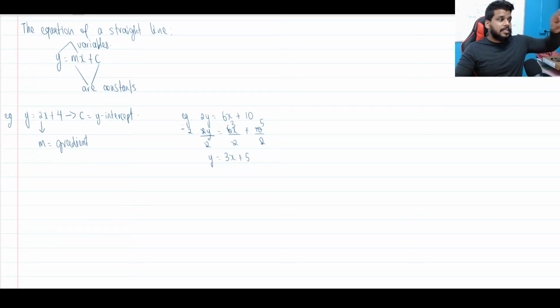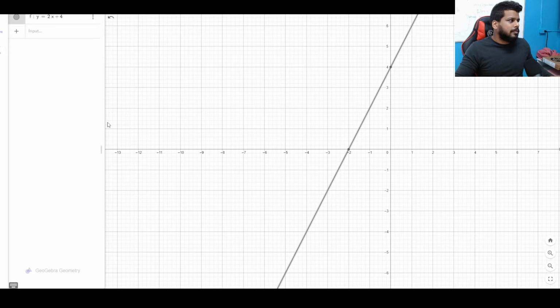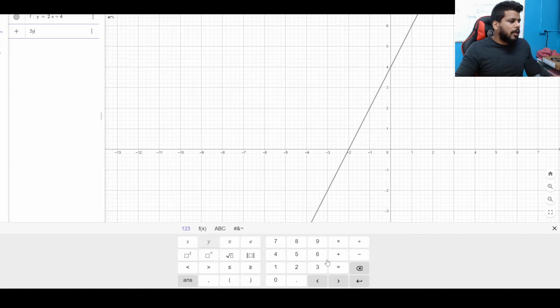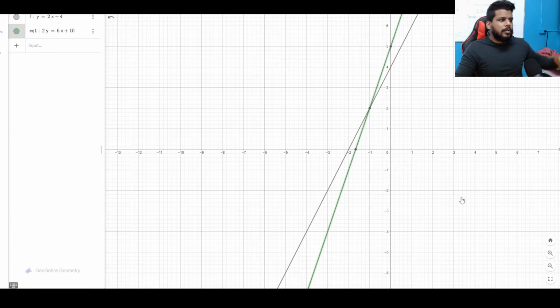Let me draw the first equation, 2y is 6x plus 10, and let me see what happens. Both of these equations, 2y is 6x plus 10 and y is 3x plus 5, have the same graph. It's just that I write it differently. It's the same equation, but I just write it a little differently. So if I draw 2y is equal to 6x plus 10, I will put this one as the green line.